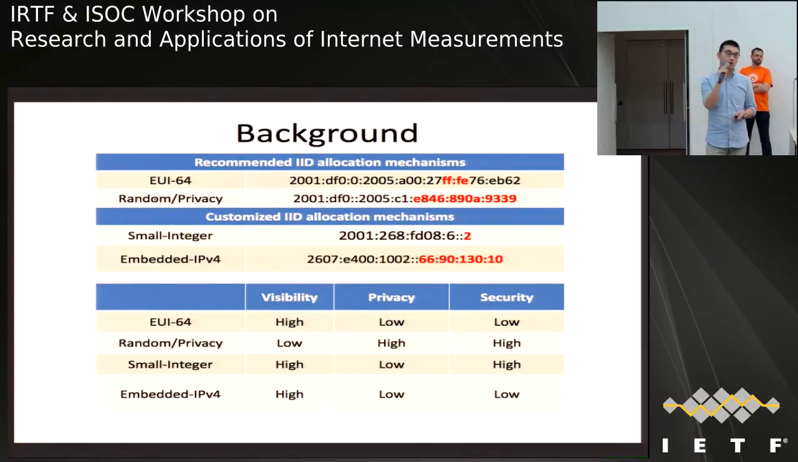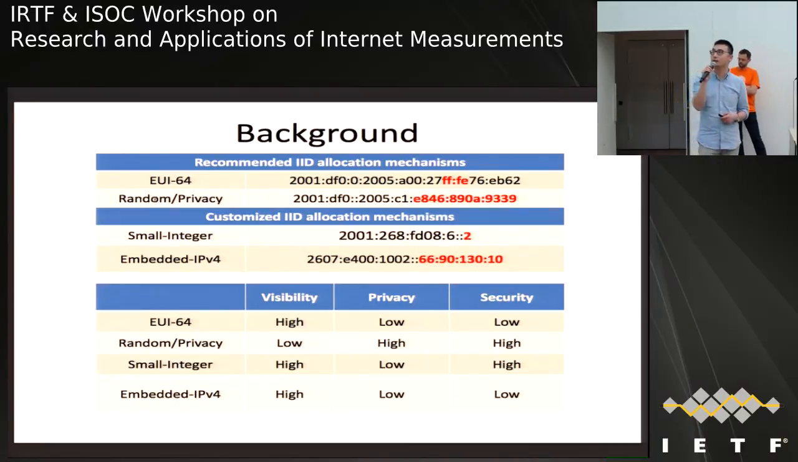So the first one is EUI-64. What they have been using is the host MAC address plus two significant patterns, FF and FE. And the second one is random and privacy. This field will randomly change when the host moves from one network to another network. Also, it will change based on the timeout.